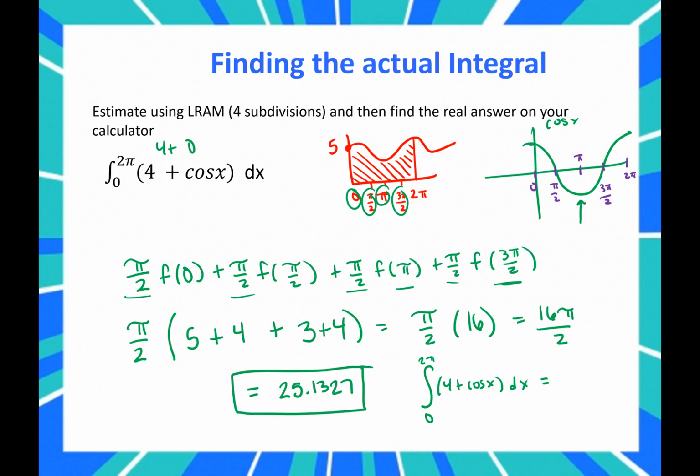Press math, and then you're going to scroll over and scroll down to 9. You're going to put your 0 down below, then the 2 pi up above. You're going to type in 4 plus cosine x, absolutely making sure that you have your calculator in radians. And the actual answer is 25.1327413. So like really, really close, if not exact, on this actual answer.